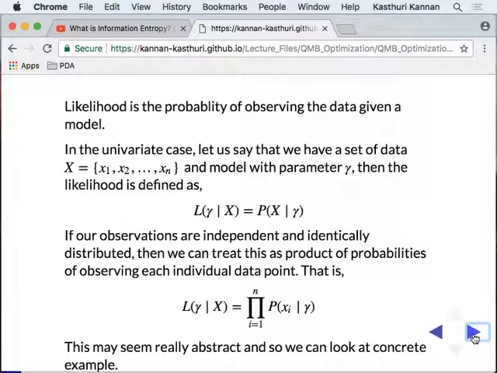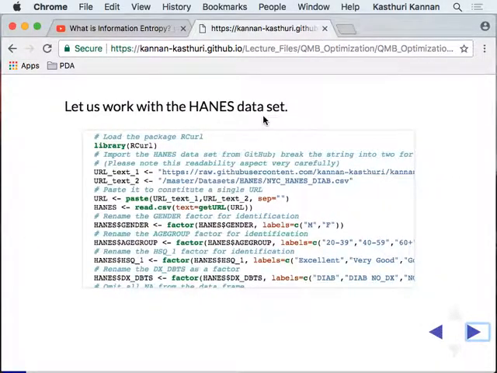Once you have this, then you can do several things with this likelihood function. So let's look at a concrete example here. If you have been in my other class, we extensively use this data set called the NHANES data set. It's New York City's nutrition and health examination survey.